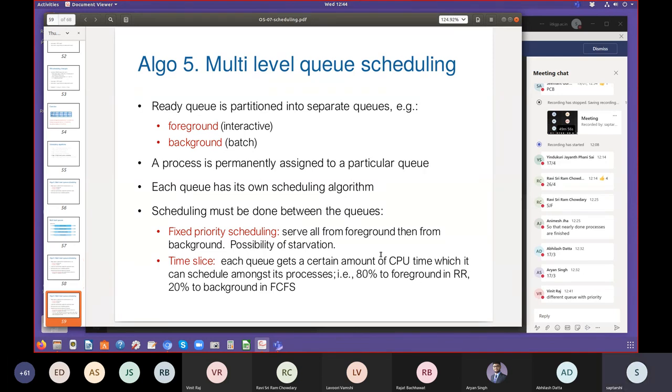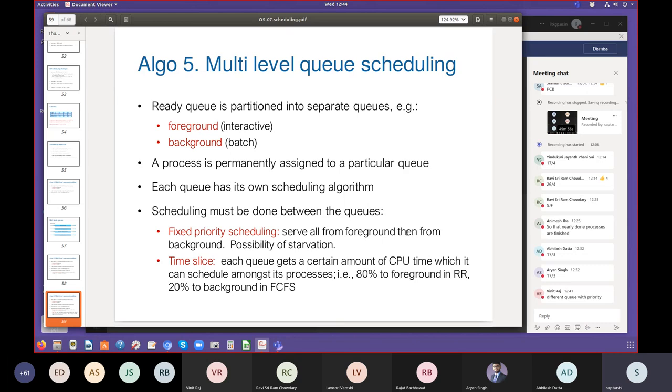A slightly better approach is to fix some time slices. Each queue gets a certain amount of CPU time, which it can schedule among its processes. For example, 80% of the CPU time is given to the foreground processes and 20% is given to the background processes. Now the scheduling algorithm used in the two queues may also be different. For example, let's say the foreground process uses round robin scheduling because every process there is interactive, so none of the processes should be kept waiting for too long.